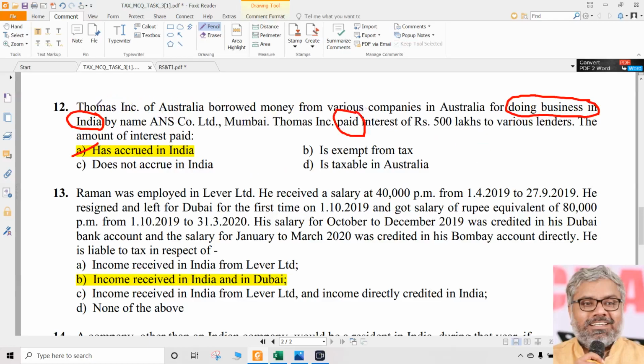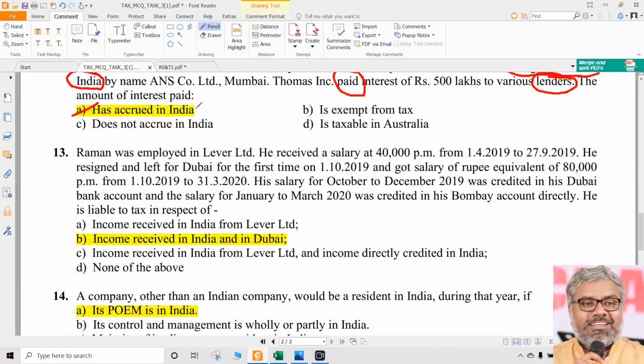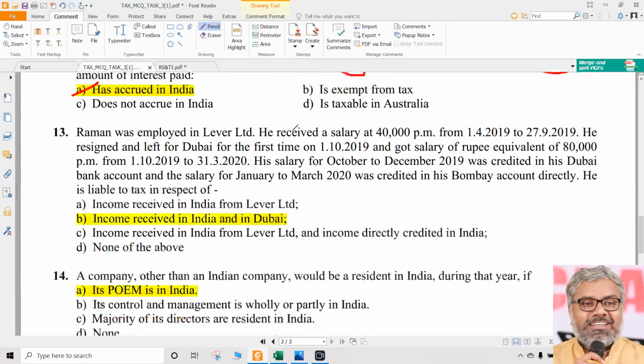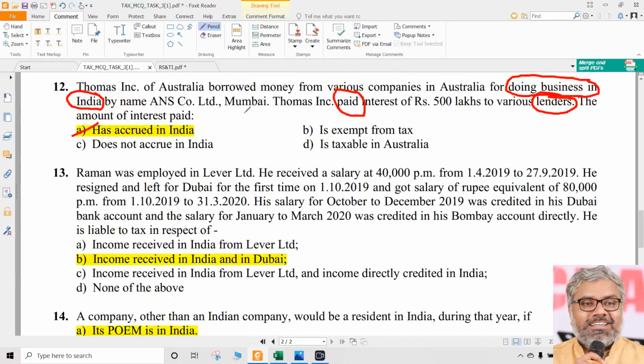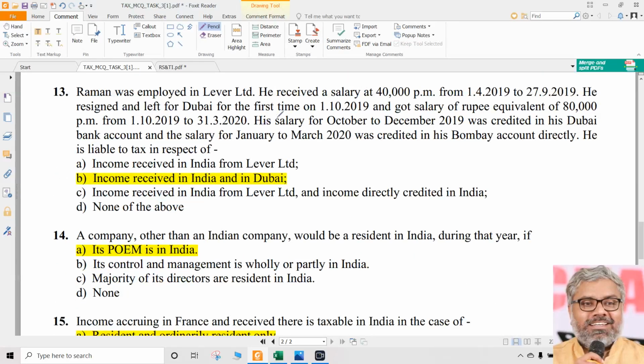Nothing will be taxable for Thomas. But it will be taxable for those who are the lenders to Thomas Incorporated, since the money they have lent has been used for a business in India. So that is as good as interest paid or accrued in India. So the answer is A, according to once again Section 9.